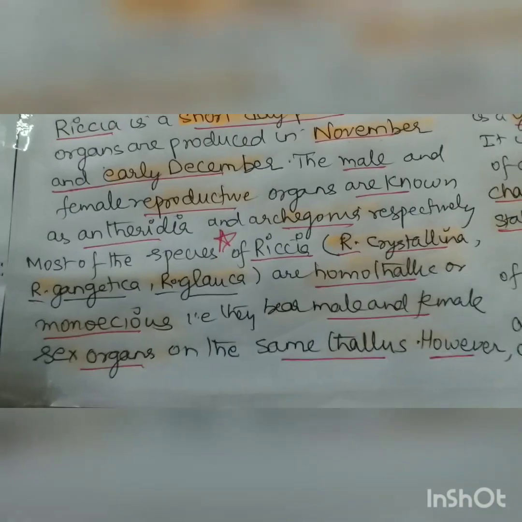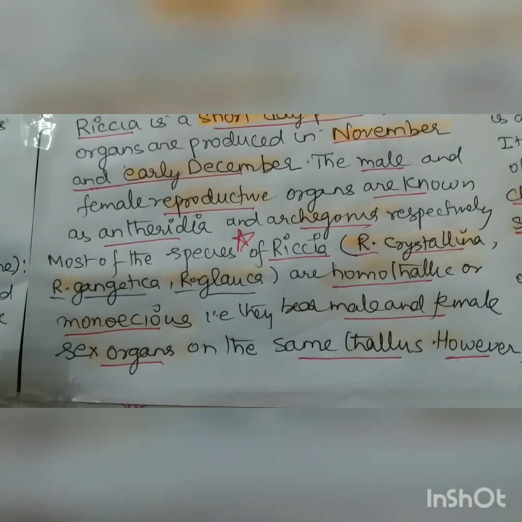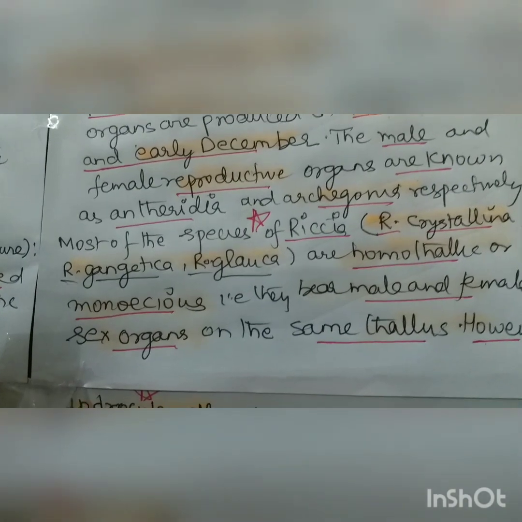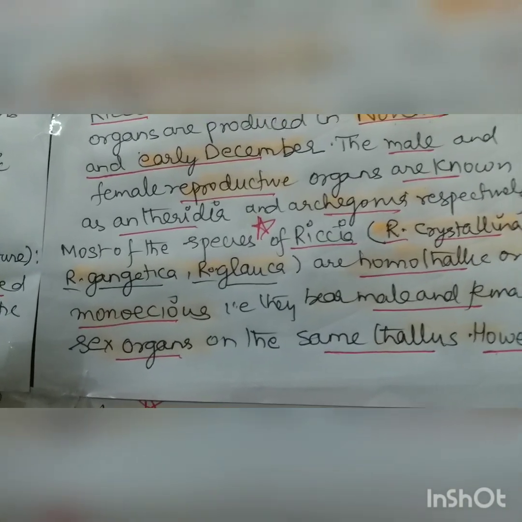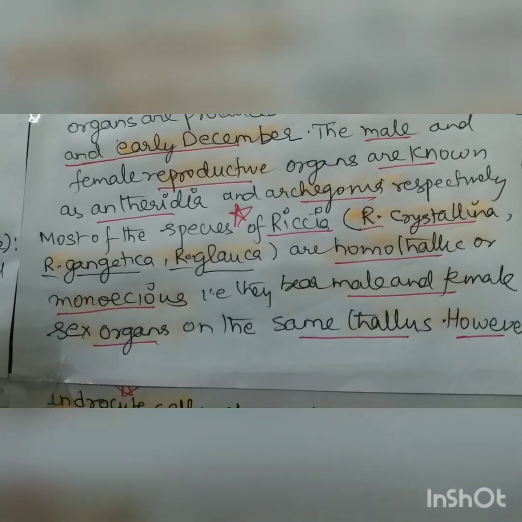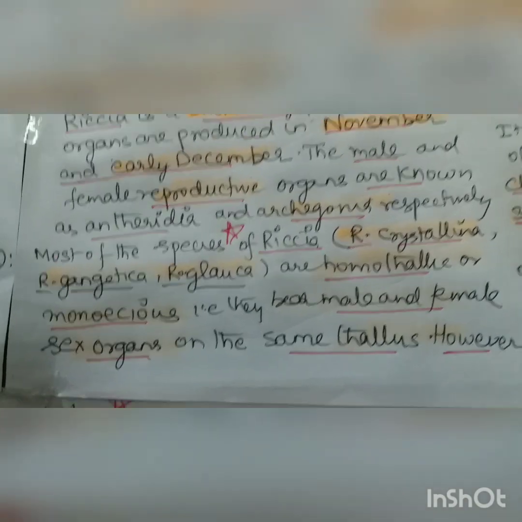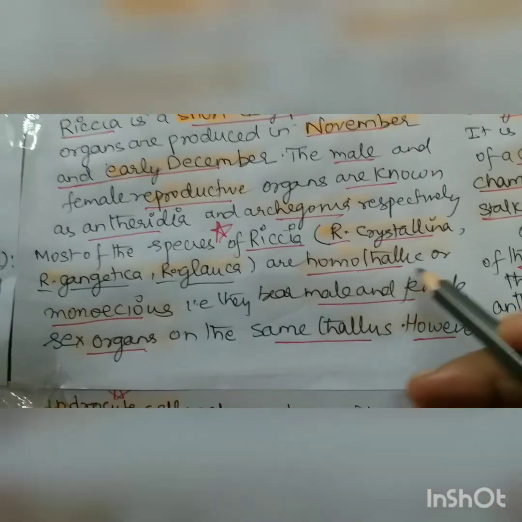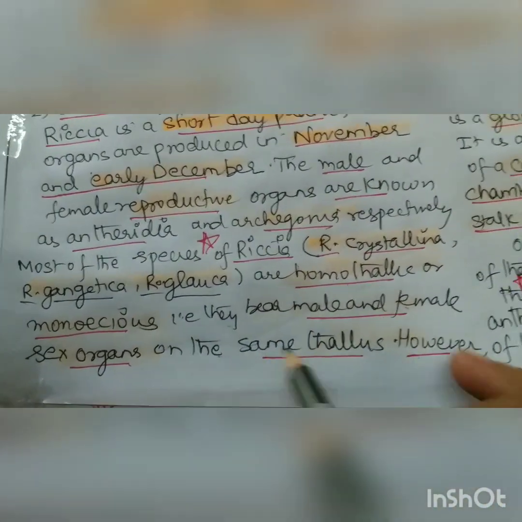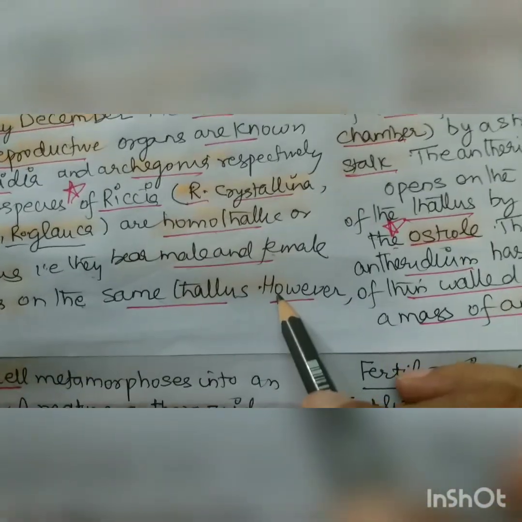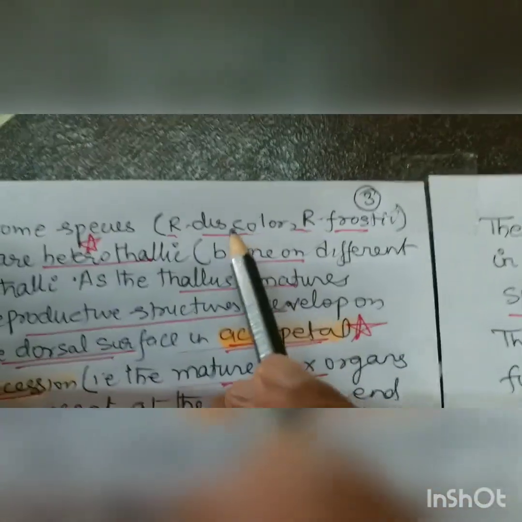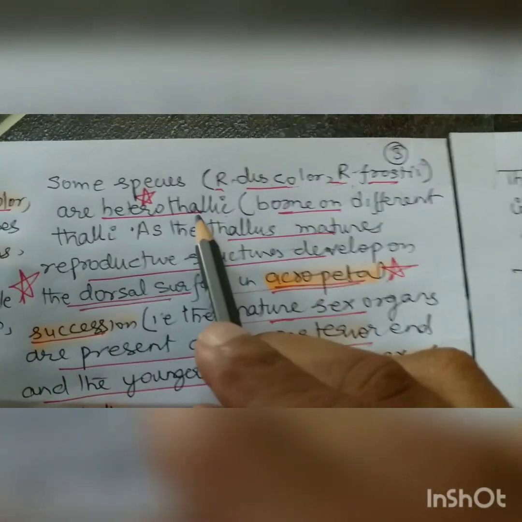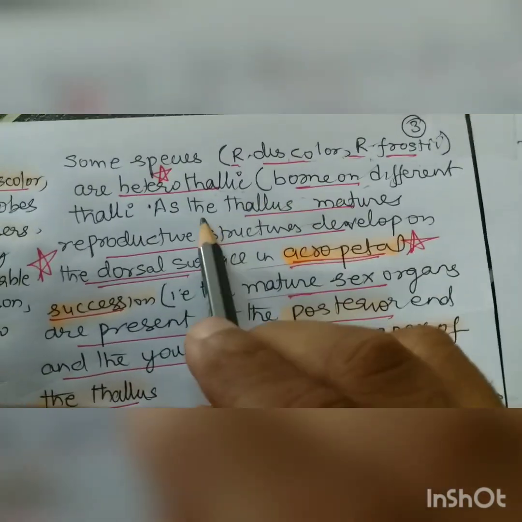The male and female reproductive organs are known as antheridia and archegonia respectively. Most of the species of Riccia, that is Riccia crystallina, Riccia gigantea, Riccia glauca, are homothallic or monoecious. They have male and female sex organs on the same thallus. However, in some species like Riccia discolor and frostii, it is heterothallic, born on different thalli.